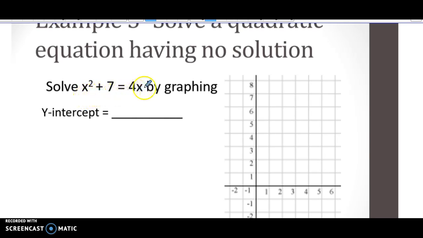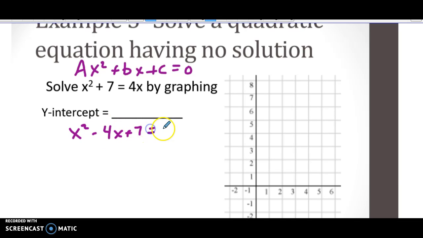So if we're going to graph this, I first need to get it into ax squared plus bx plus c form. So I'm going to subtract 4x. So this will become x squared minus 4x plus 7 equals 0. So my y-intercept is now going to be positive 7 because my c value is my y-intercept. I have a positive a value, so I know my parabola is opening up.